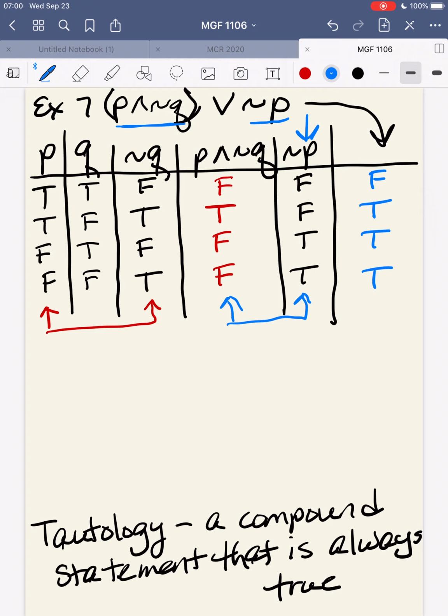If they're all true, this one is something special called a tautology. We'll talk about when they're all false a little bit later with another example. But if you have a tautology, because some of your examples in this section do come across that, you will have those trues all the way down that last column with your compound statement.